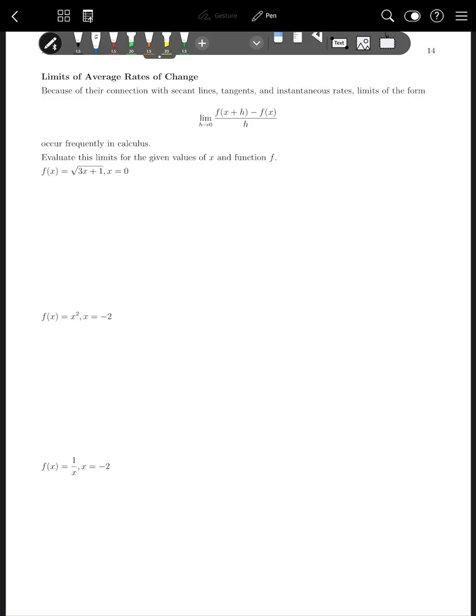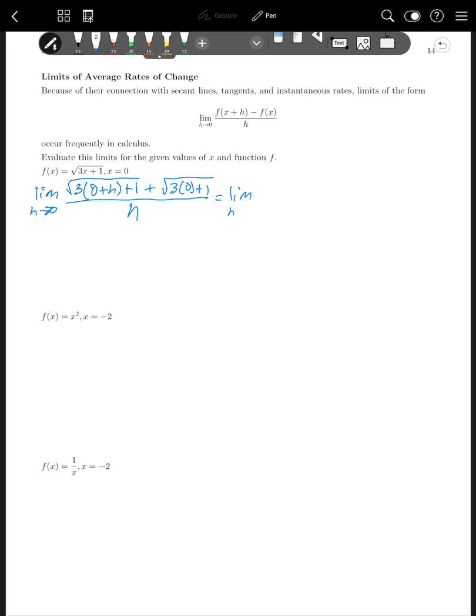So if I want to evaluate this, all I do is plug in the information I'm given into this. So this would be the limit as h approaches 0 of the square root of 3 times x plus h plus 1, except I'm also going to plug in x, right? x is 0, so 0 plus h plus 1, plus the square root of 3 times 0 plus 1, right? Because that's f of x over h. And then we're just going to simplify.